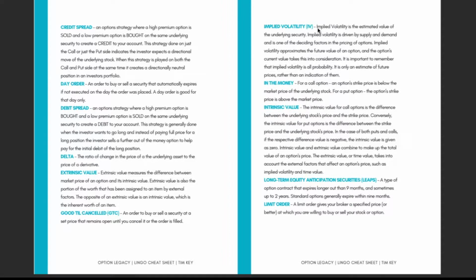So implied volatility is the estimated value of the underlying security. Understand here, it's the estimated value. Implied volatility is driven by supply and demand and is one of the deciding factors of pricing an option. Implied volatility approximates the future value of an option. An option's current value takes this into consideration. It's important to remember that implied volatility is all probability. It's only an estimate of future prices rather than an indication of them.